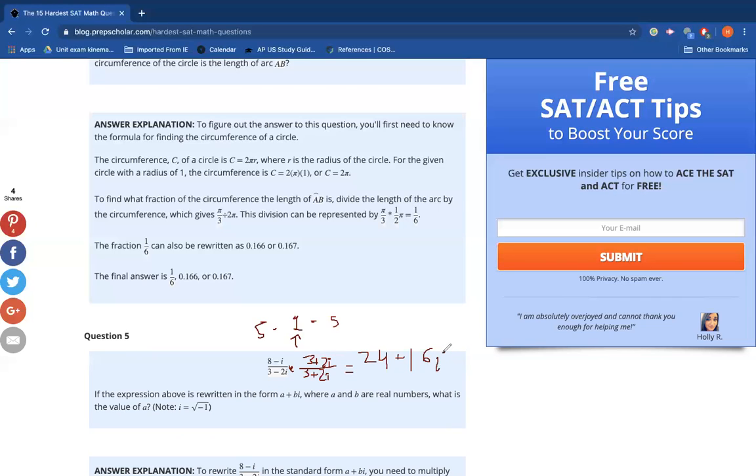Oh, did I make a mistake somewhere? 8 times 2i is 16i. Okay, minus 3i. 3i times i is negative 2i squared. Yeah.